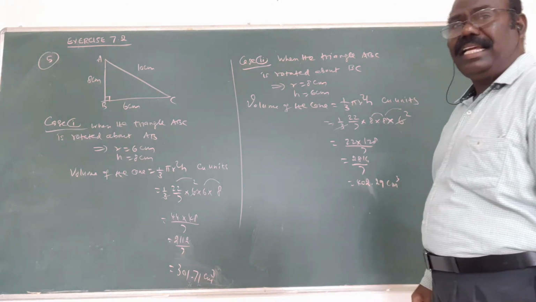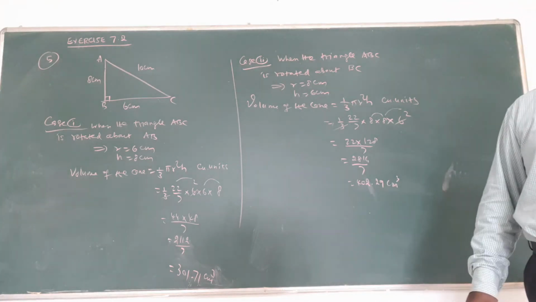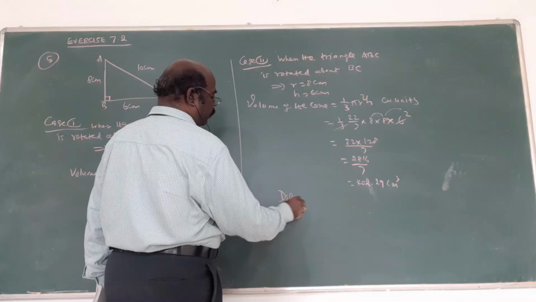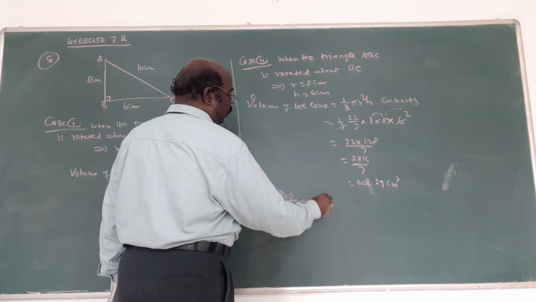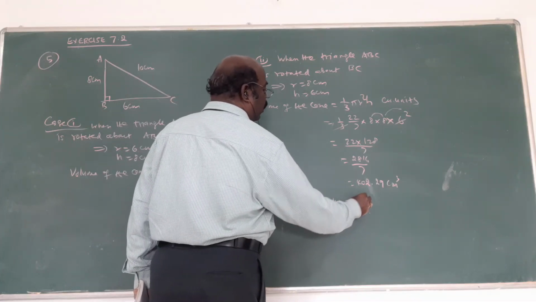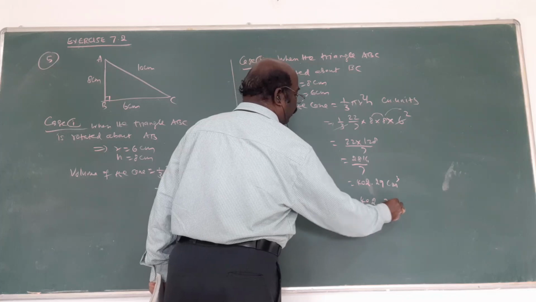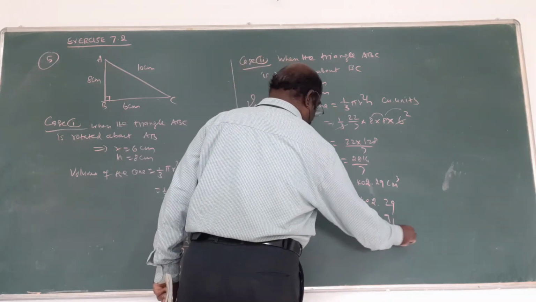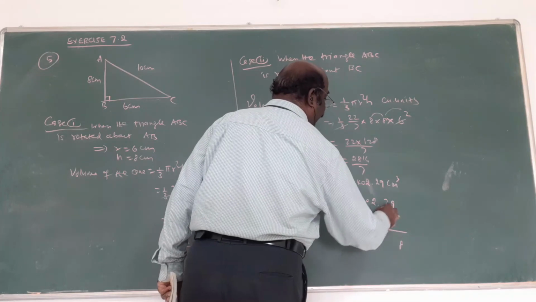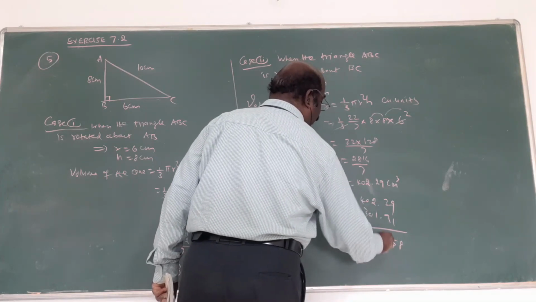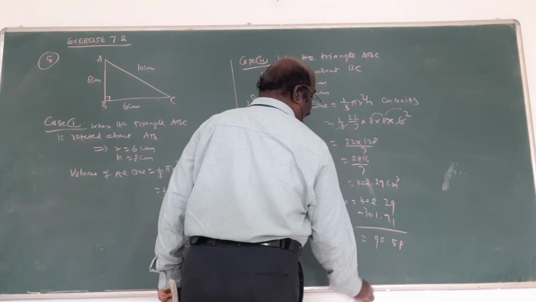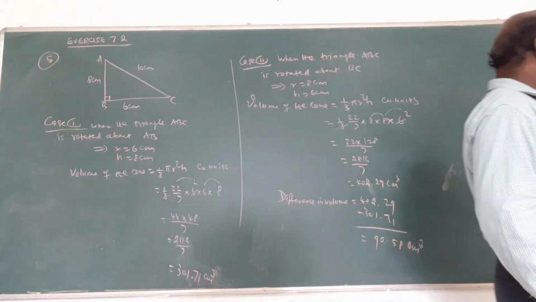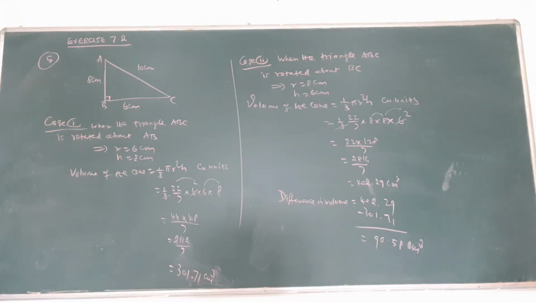Now what is asked? Only the difference. Difference in volume is asked. The difference in volume is equal to 402.29 minus 301.71. That gives 100.58 centimeter cube. That's very important.